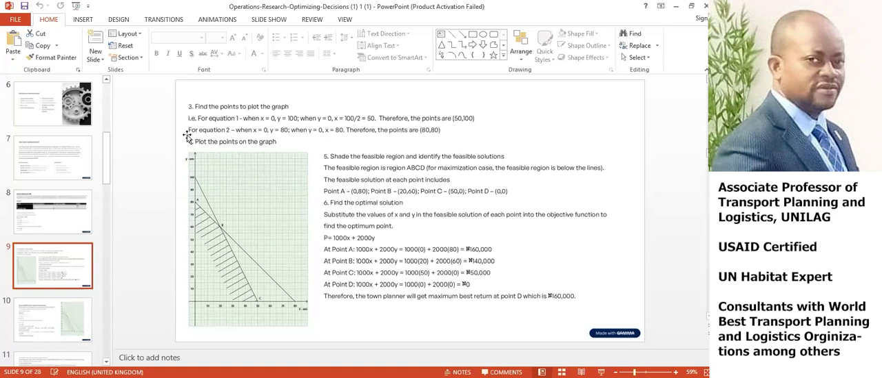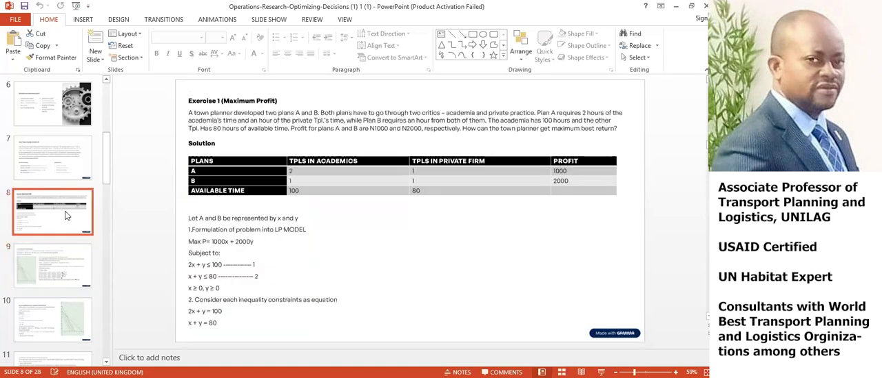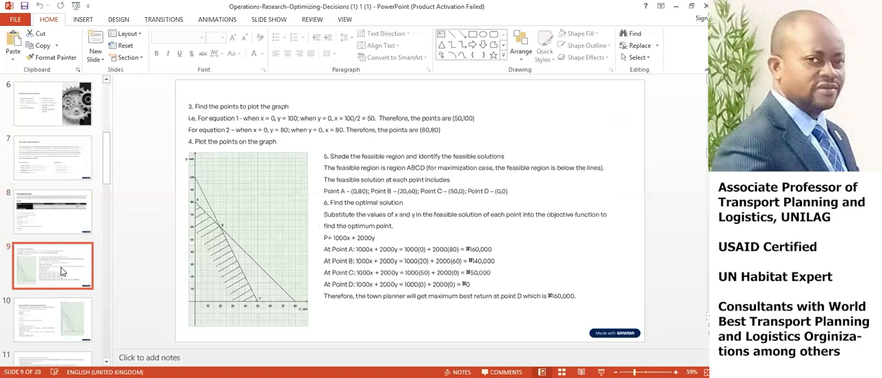For equation 2, can we do that together again? Equation 2, which is this one, x plus y equals 80. That means when x equals 0, y is 80. Is that correct? Otherwise, when y equals 0, x equals 80. Therefore, the points are 80 and 80.